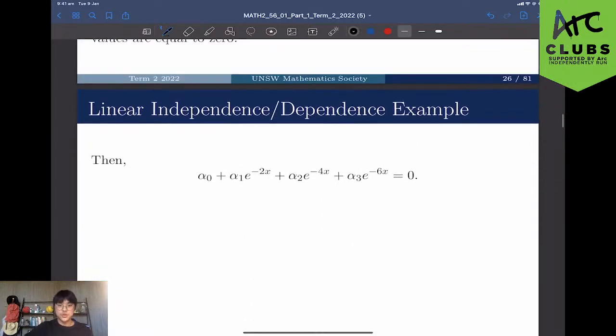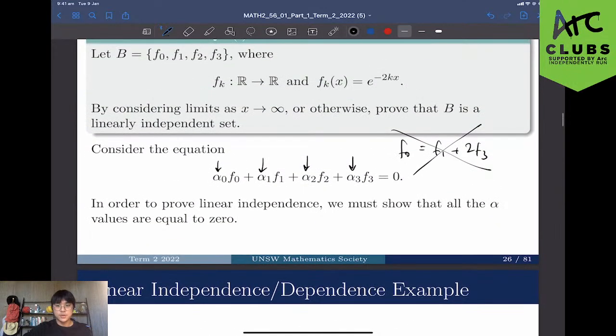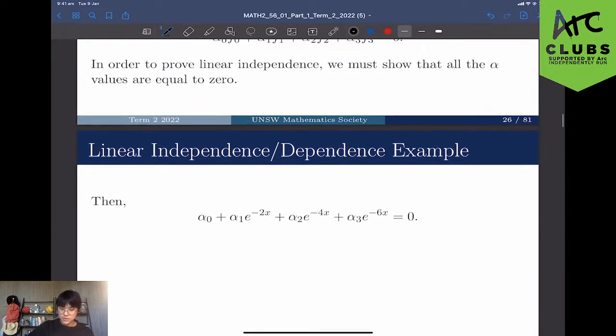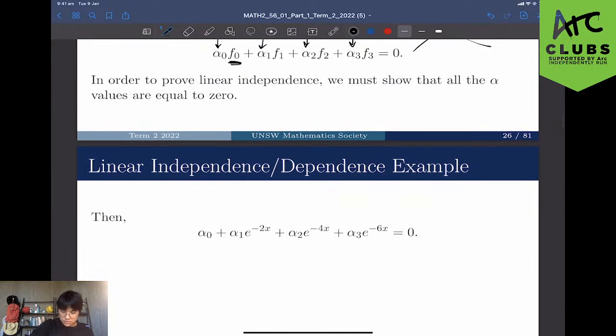So first off, we're just going to convert the f's into the actual values here. So for example, f0 is going to be e to the power of minus 0, which is just 1. And f1 is e to the power of minus 2x. So we just replace the f's here with the actual values.